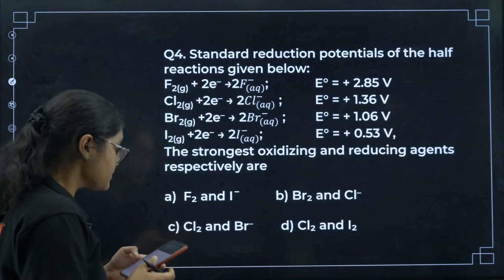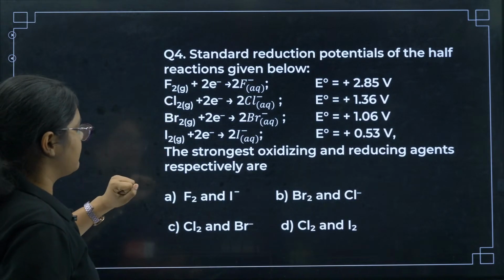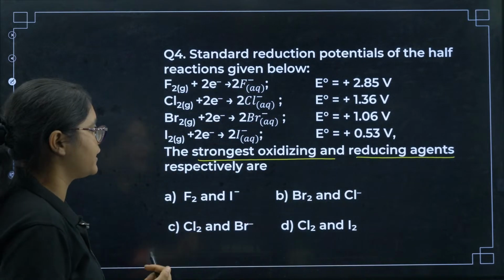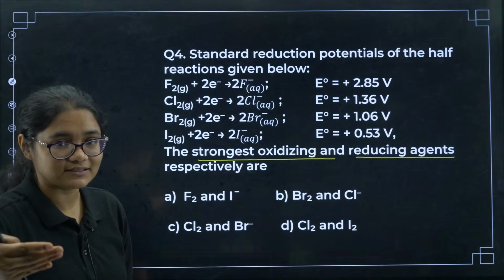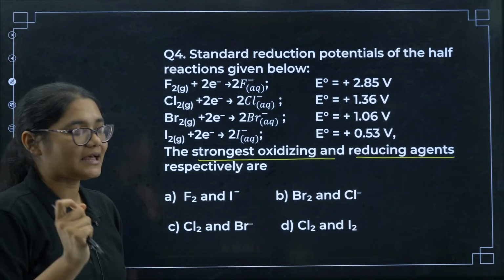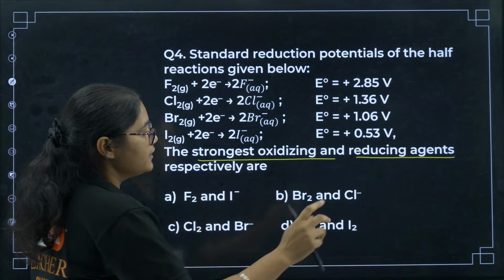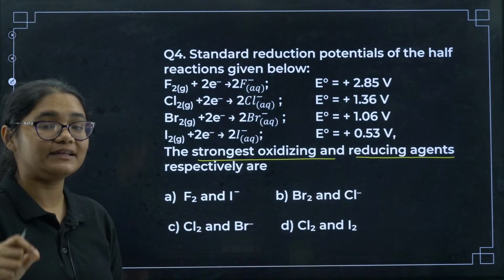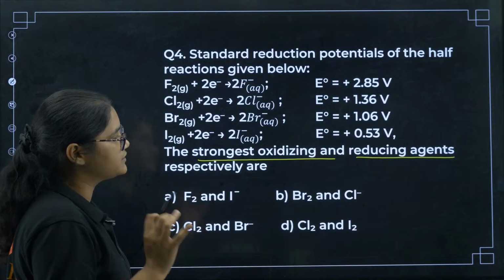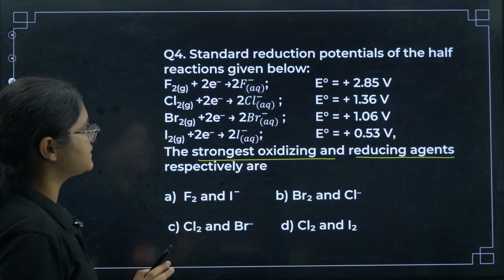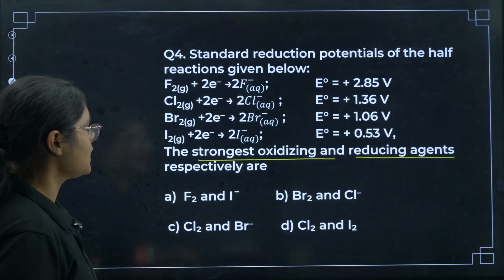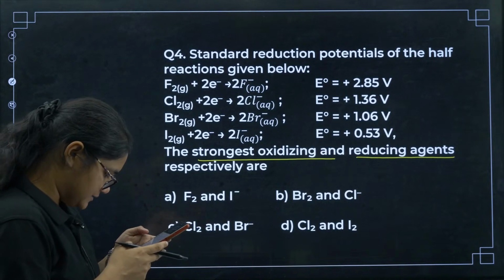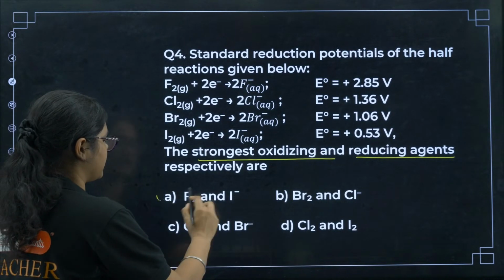Question number 4. Standard reduction potentials have been given. The strongest oxidizing and reducing agent. Just a similar question we have solved right now. Strongest oxidizing, it will oxidize others, itself it will get reduced. So which is having the highest reduction potential. And strongest reducing agents reduce others, itself it will get oxidized. Oxidized means least reduction potential. So which is having the highest reduction potential and least reduction potential? I think very easily you can find it. Yes, Vignesh has given, Soumya has given, it is correct, option number A.